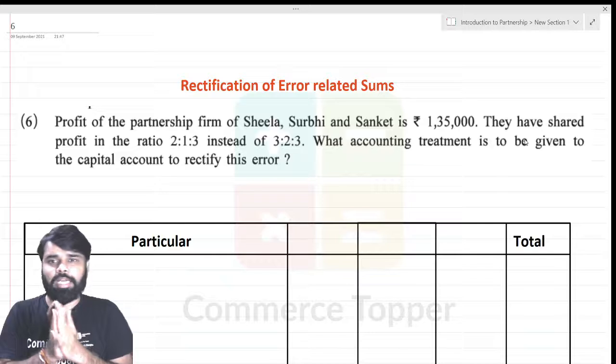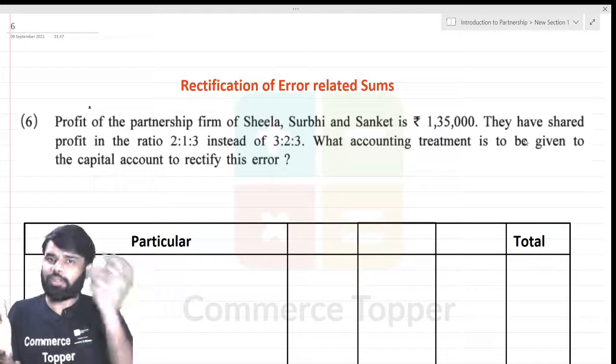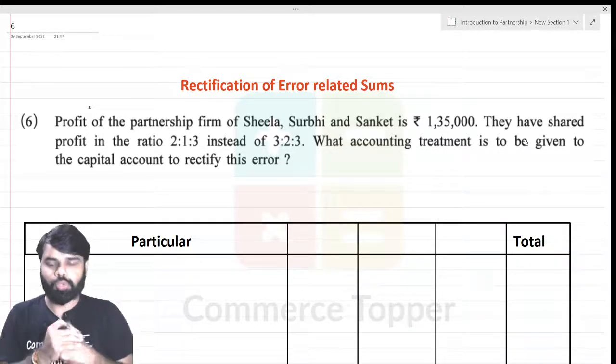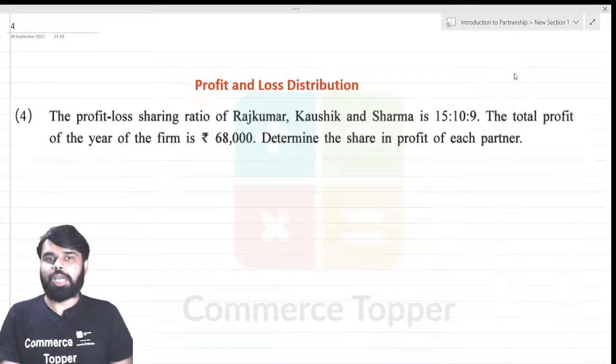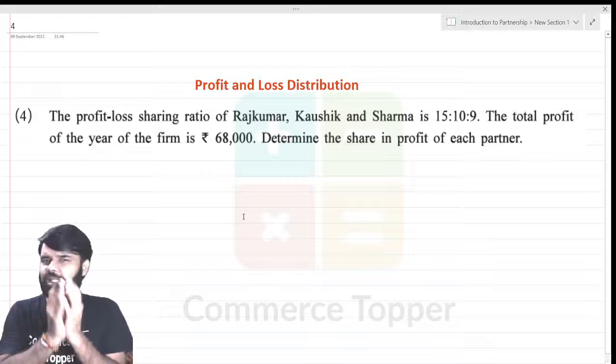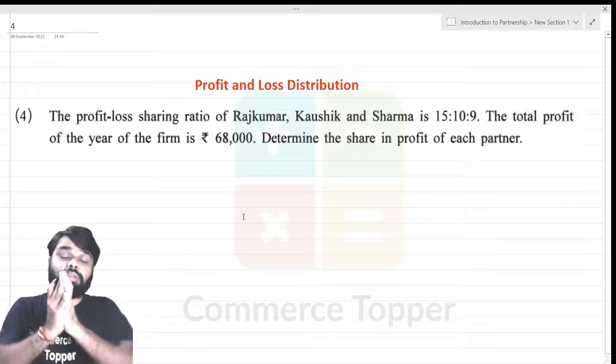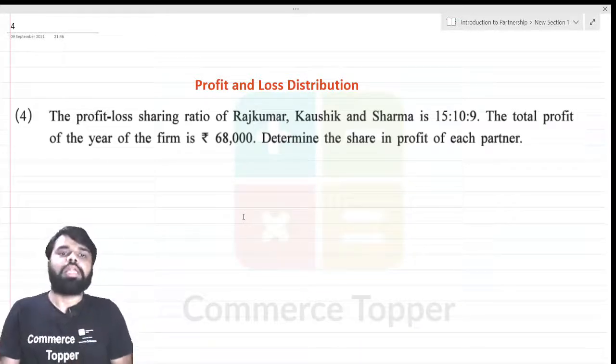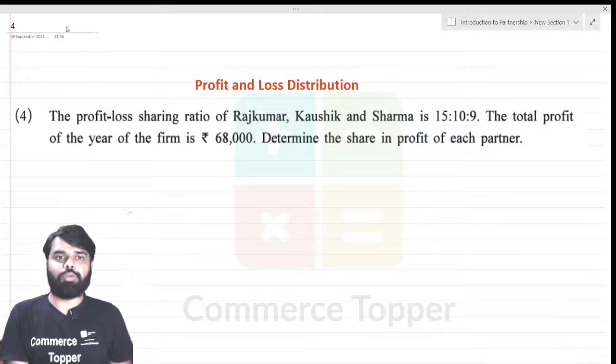Now the point is that we will divide the whole chapter into 3 different videos. Okay, so let's start with question number 4, profit and loss distribution. Now this is an extremely easy question. Okay, let's begin. See what the question says.